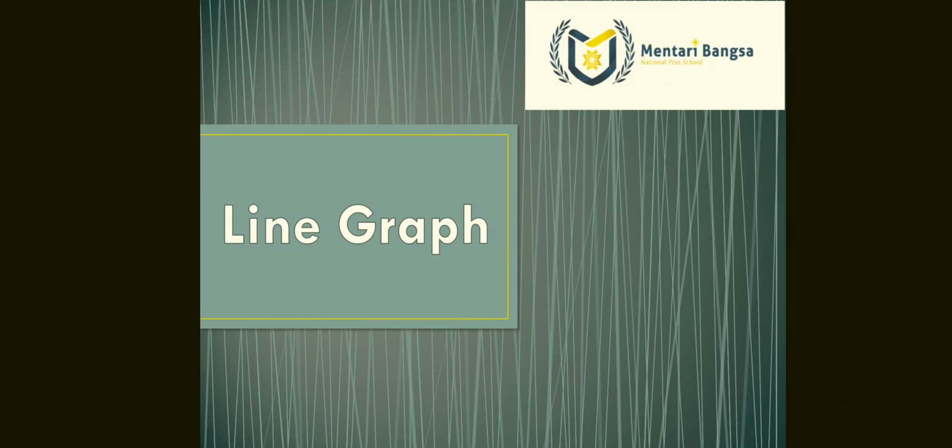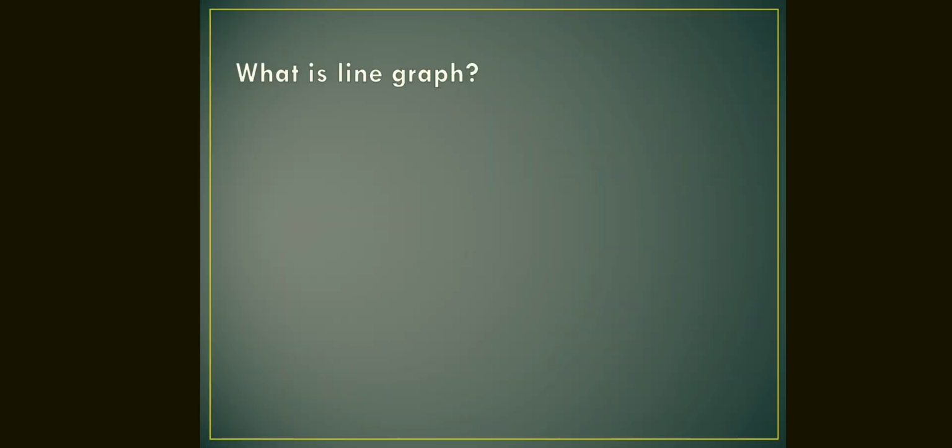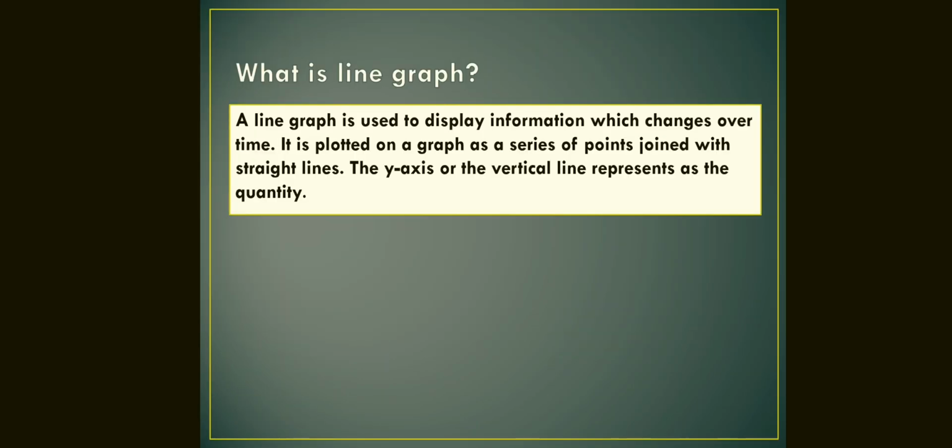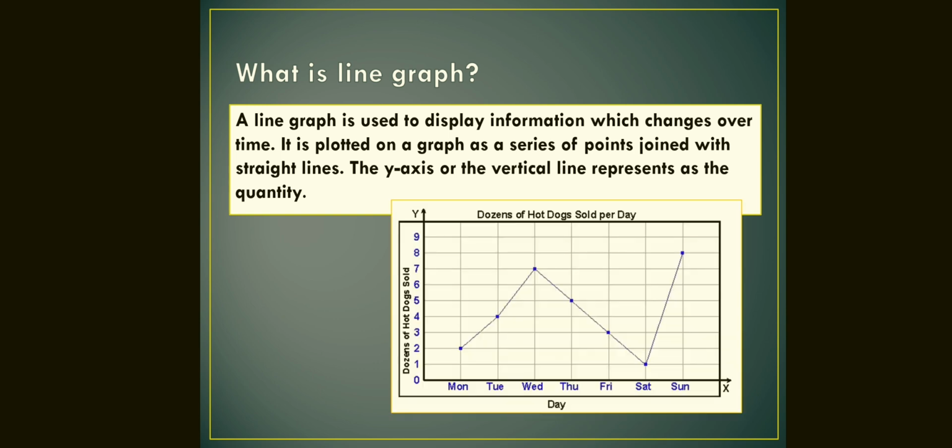Today we're going to talk about line graphs. What is a line graph? A line graph is used to display information which changes over time. It is plotted on a graph as a series of points joined with straight lines. The y-axis, the vertical line, represents the quantity. Here is an example of a line graph. As we can see on the title, the line graph represents dozens of hot dogs sold per day.